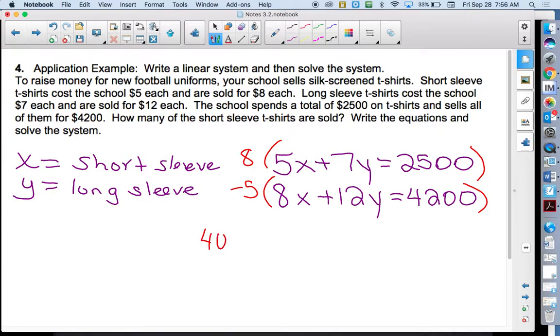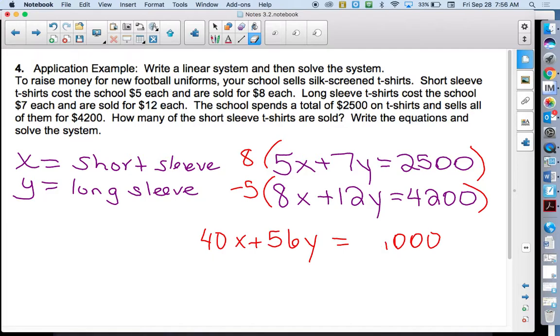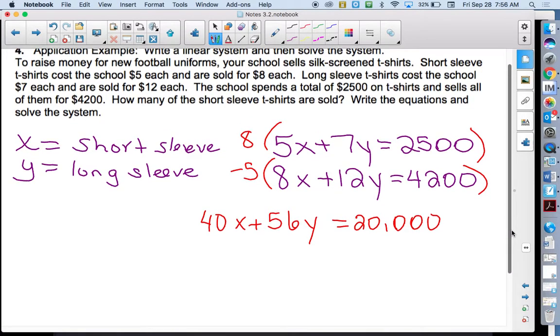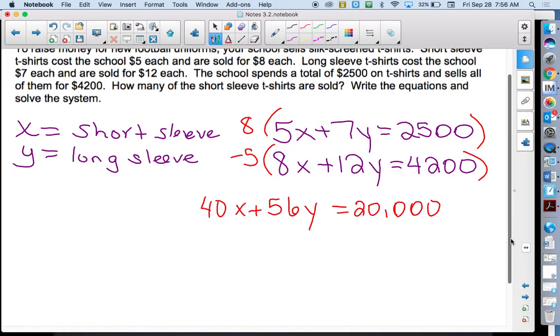40x plus 56y equals 20,000. Thanks, Connor. And then, do you have the new second equation too? What do you have? Second equation is -40x minus 60y equals -21,000. Nice job.